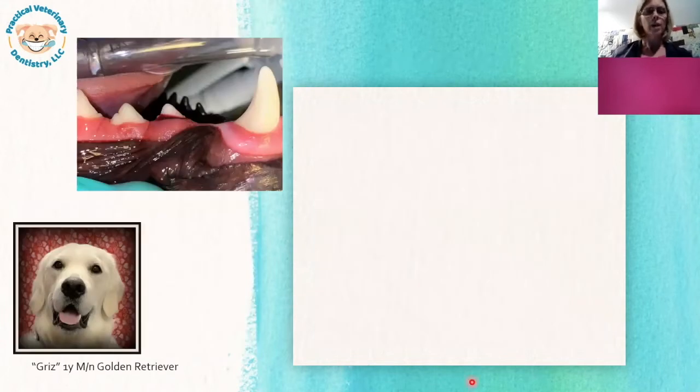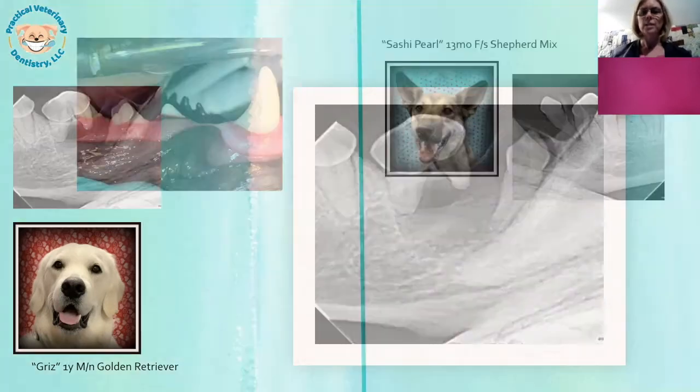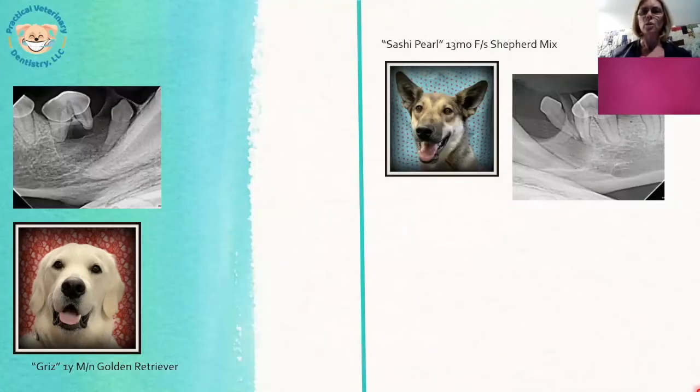Got another one here. This is Grizz. He's a 1-year-old golden retriever. You can't see the swelling as much on this side, but he is missing his first premolar. Looks a little more dramatic on the radiographs, actually. Looks like a little more bone loss. This second premolar here is actually shifting up and out of the way. But we've done cone beam CTs on both of these patients.